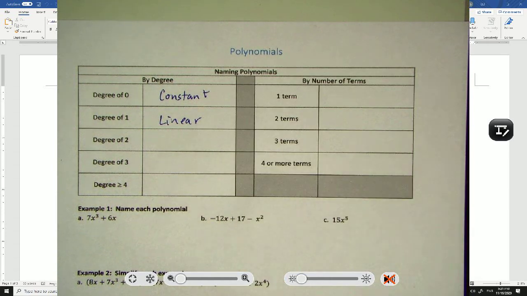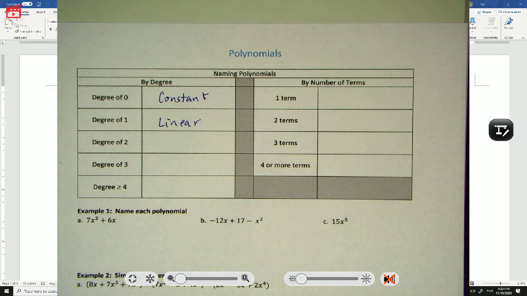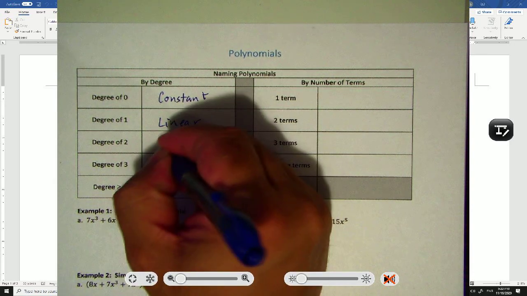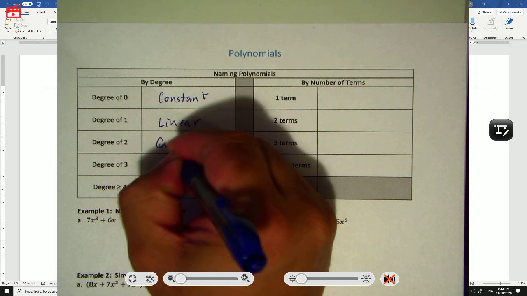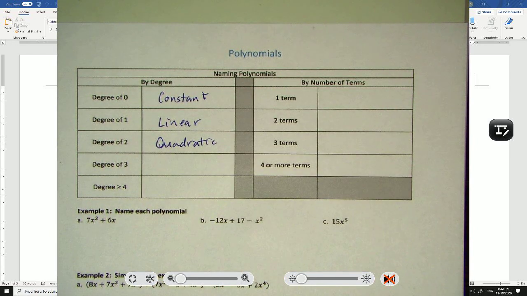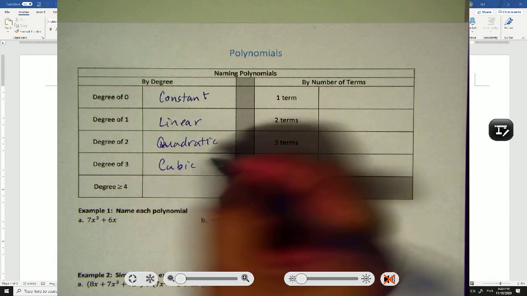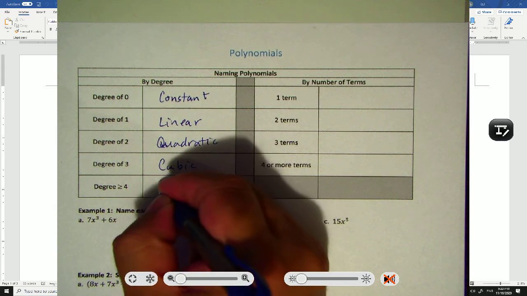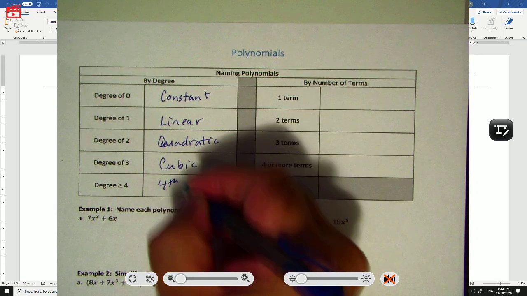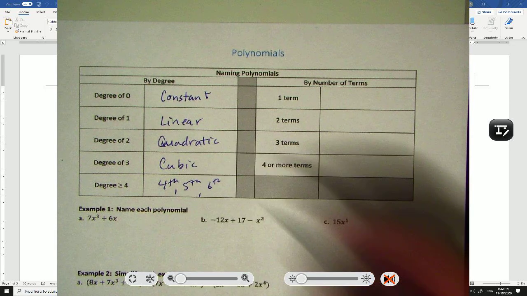That's like 2x plus 3. Degree of 2 is a quadratic. That's what we've been working with. Degree of 3 is cubic. And anything higher than that, we're just going to use the numbers, like 4th degree, 5th degree, whatever the degree is, we just use the number.